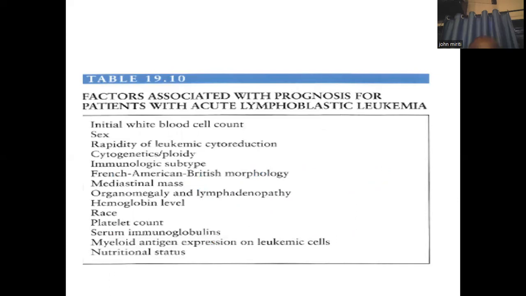So let us look at factors associated with prognosis for patients with acute lymphoblastic leukemia. What are the factors which determine the outcome? The factors which determine the outcome are the initial white cell count, the sex, the rapidity of the leukemia cytoreduction, the cytogenetics, the French-American-British morphology, mediastinal masses, organomegaly and lymphadenopathy, hemoglobin level, platelet count, serum immunoglobulin, myeloid antigen expression on leukemia cells, nutritional status, and also immunological subtype.